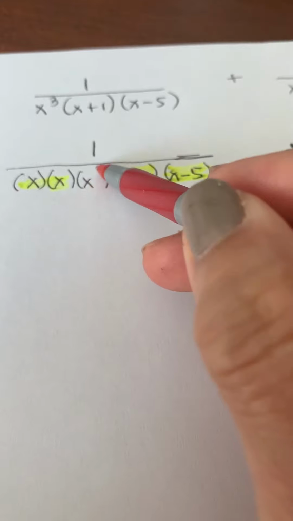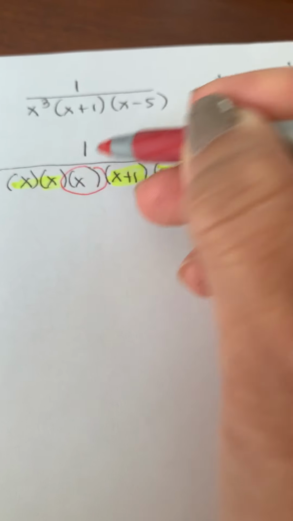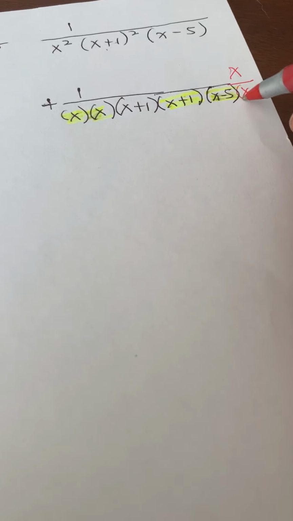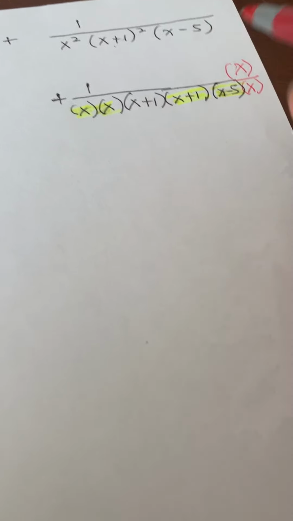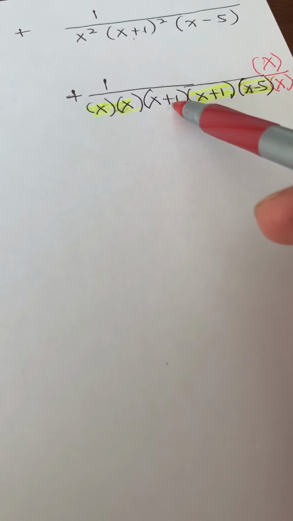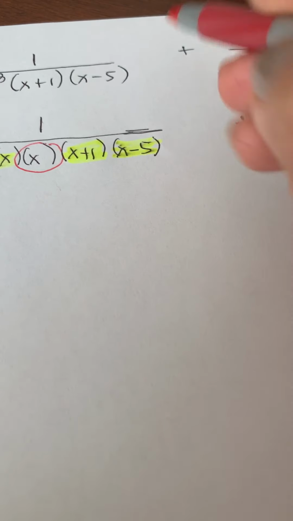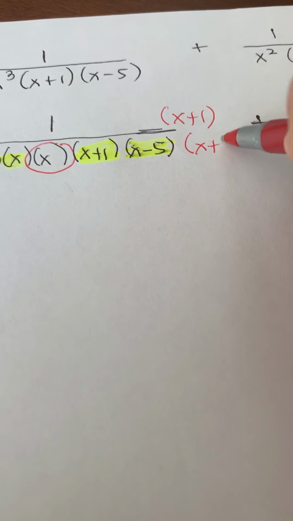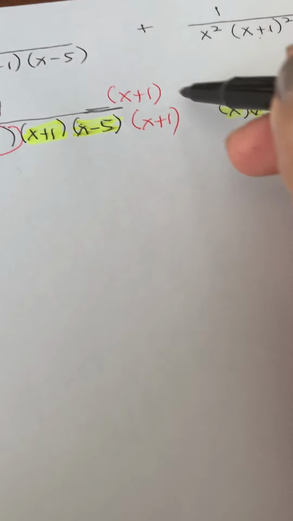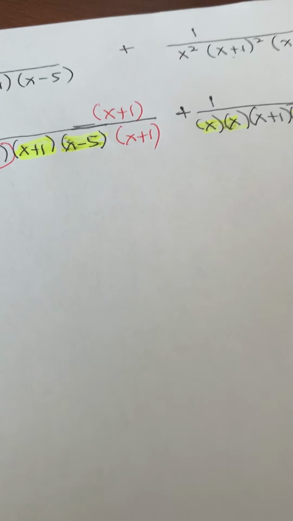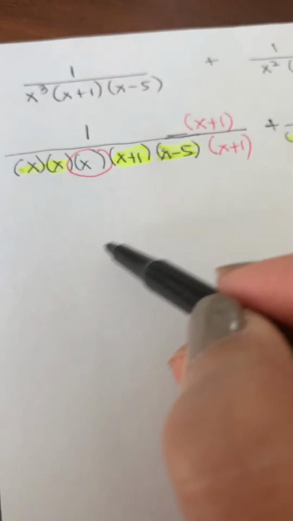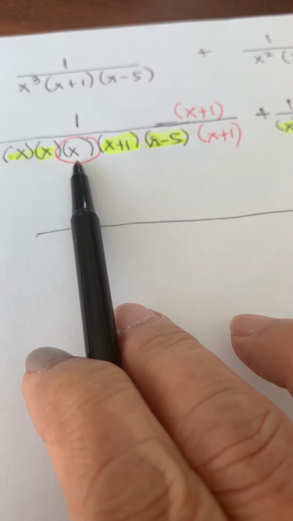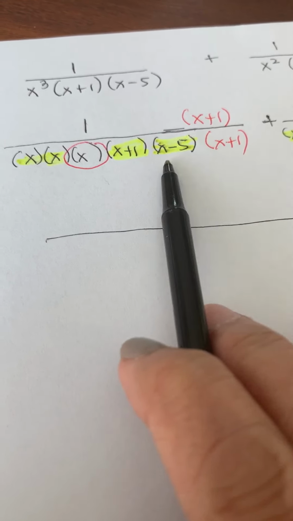So we will just multiply. Here the only thing left is the x, so we will multiply this with x over x. And here the only thing that's left is x plus 1, so we're going to multiply this with x plus 1 over x plus 1. Okay, so this is not as difficult as I thought it would be. Okay, so let's write our least common denominator, which is x, x, x, x plus 1, x plus 1, x minus 5.